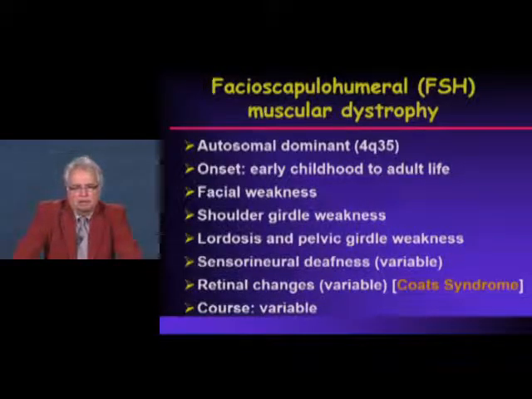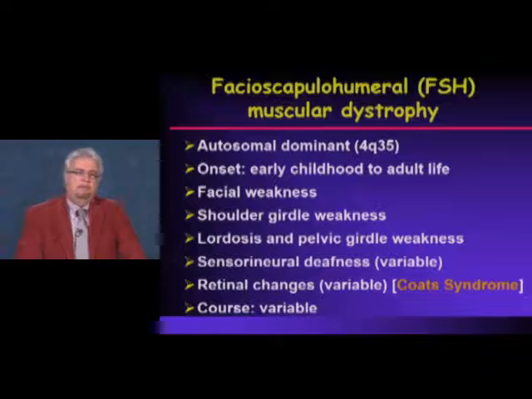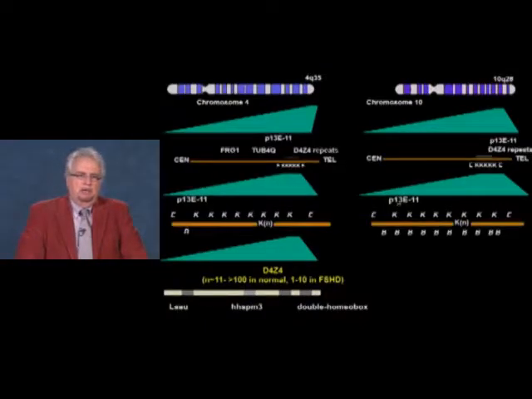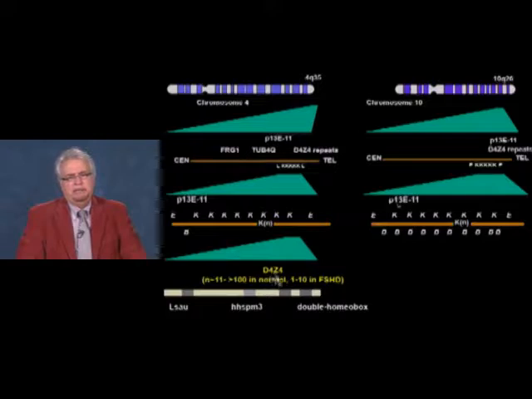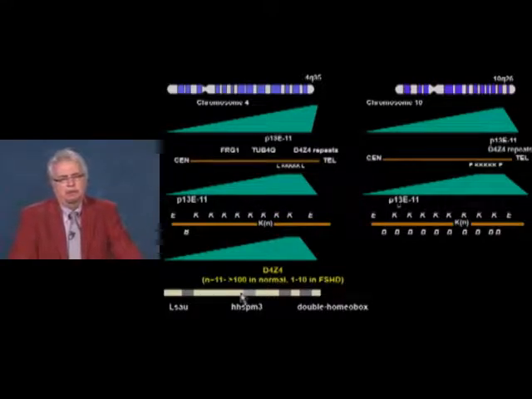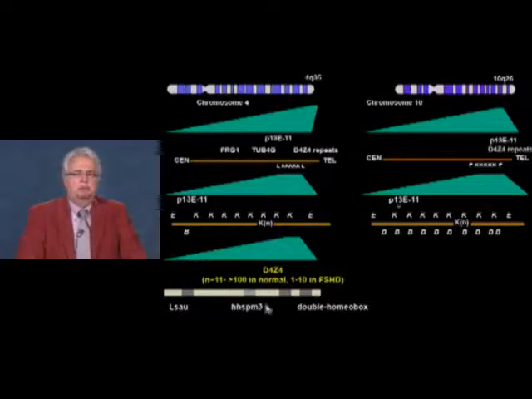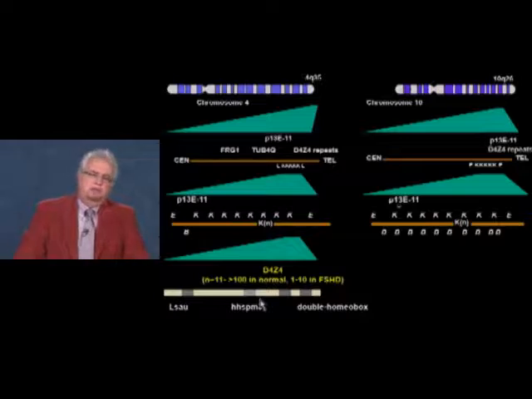They have proximal weakness around the hips. They may have sensorineural hearing loss, but also retinal changes, a particular retinopathy, which is a microangiopathy known as Coats syndrome. And the course, of course, varies depending on the severity of the disease. This particular condition was mapped to the tip of chromosome 4q, where there appears to be a repeat segment known as D4Z4.